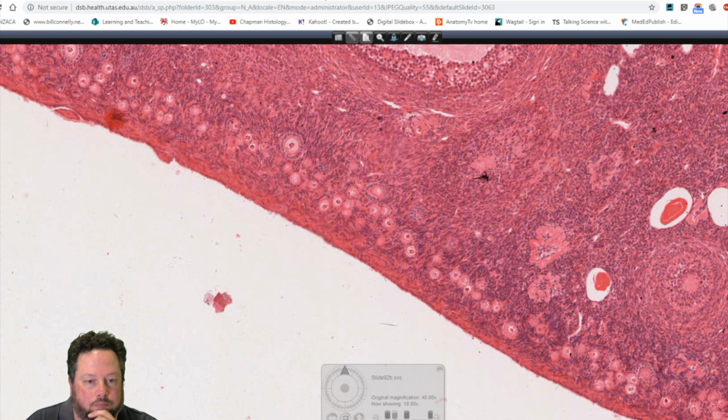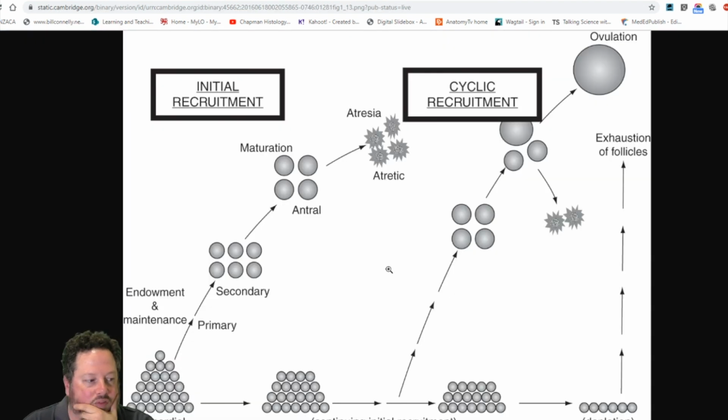Now, there's this lovely diagram which was published a number of years ago, which talked about this concept of initial recruitment versus cyclic recruitment. So this is where I was talking about the idea of gonadotropin independent growth versus FSH being required for further development.